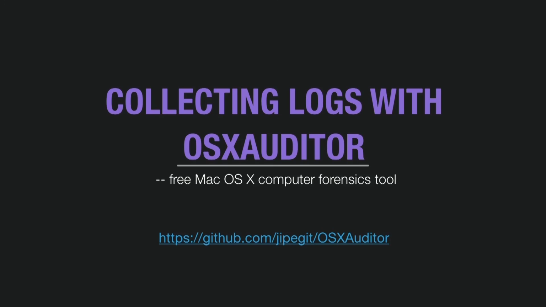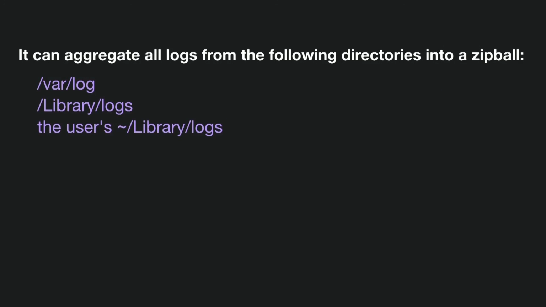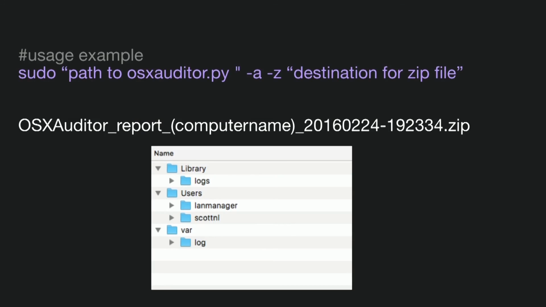Or there's some very cool scripts. This is OS X Auditor. It's actually a forensics tool. It's a Python script. There's the link. It's very easy. It aggregates all the logs from these directories: var log, library logs, user logs. It does sort of the same thing as my script. It creates a collection folder, OS X Auditor report, computer name, timestamped, and it'll give you library logs, user logs, var log. That's the example up there.